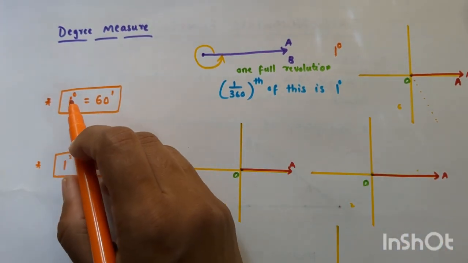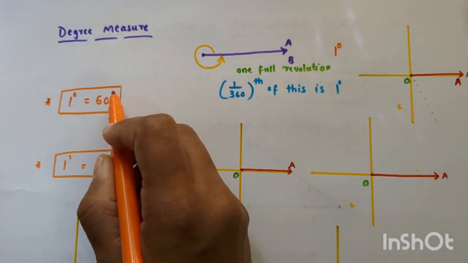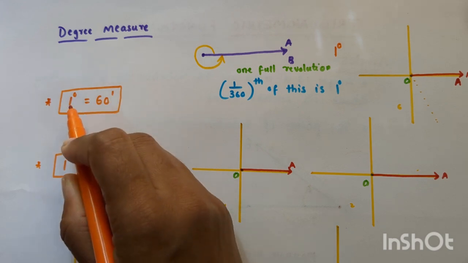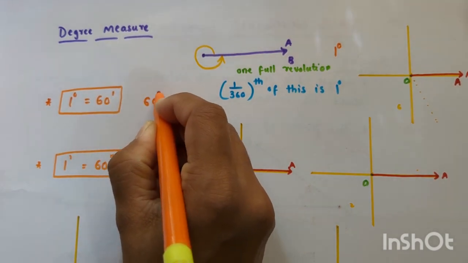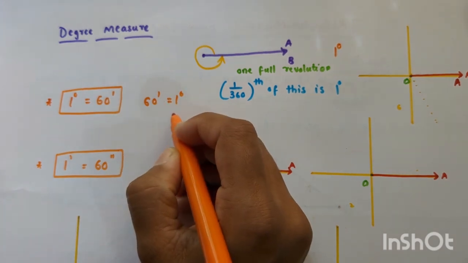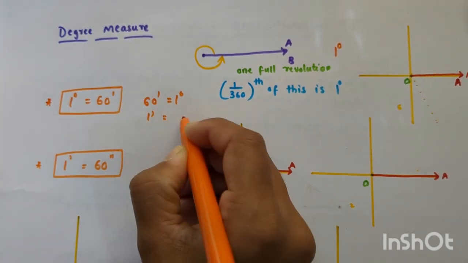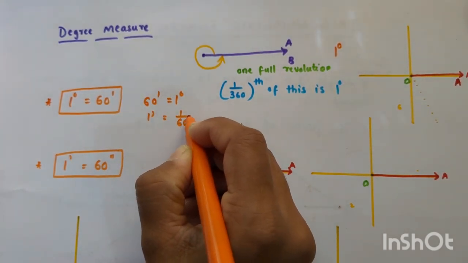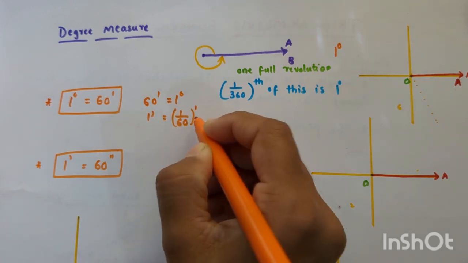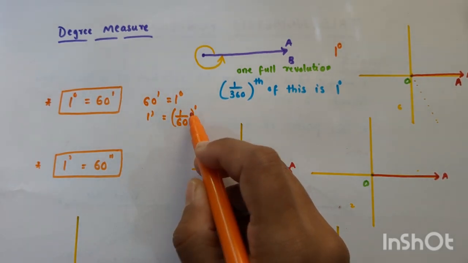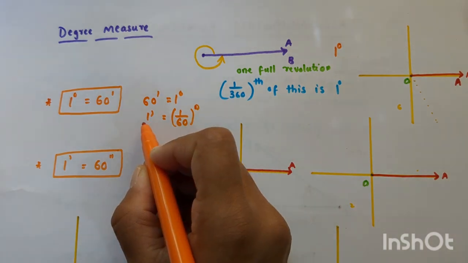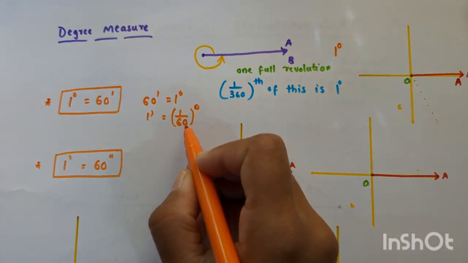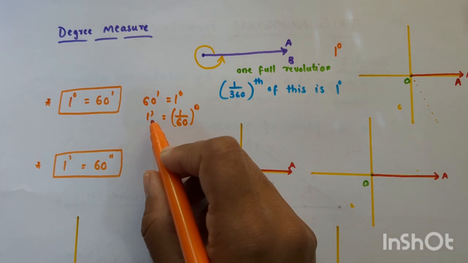A degree is divided into 60 minutes. This is how we represent minutes. So 1 degree is divided into 60 minutes. That is, we can write 60 minutes is equal to 1 degree. So 1 minute will be equal to 1/60 degree. That is, 1/60th of a degree is called a minute.